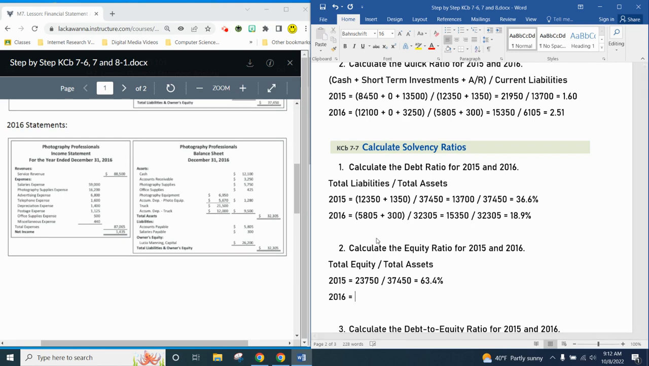And for 2016, my total equity, total capital, was 26,200 divided by total assets, which was 32,305. And that gives me 81.8%.